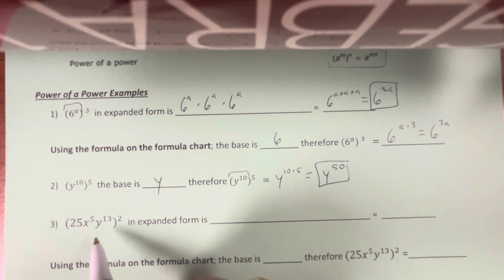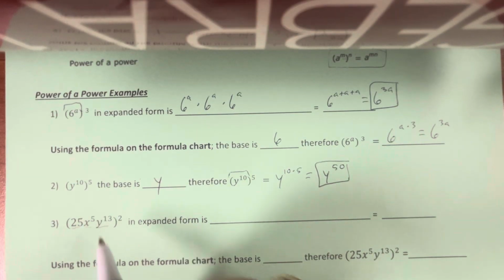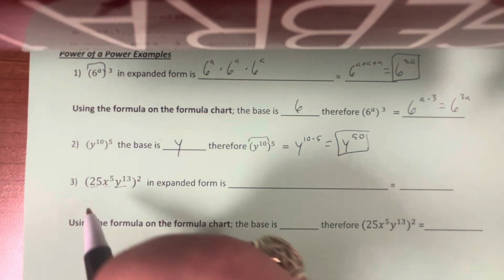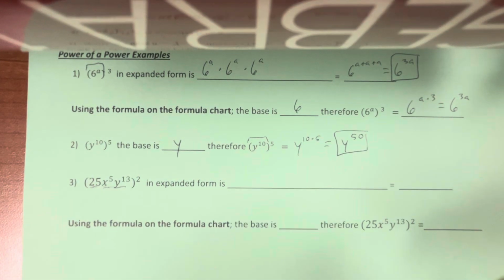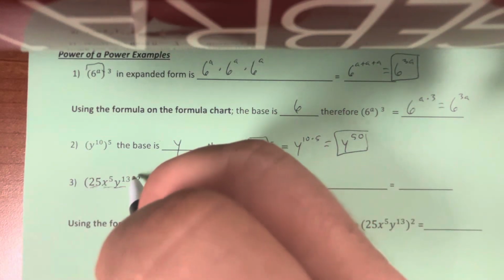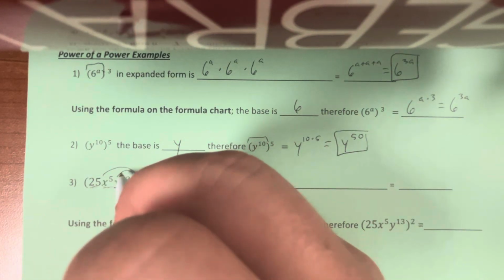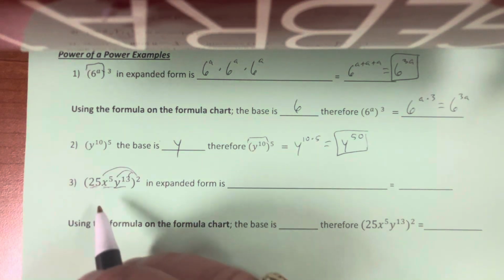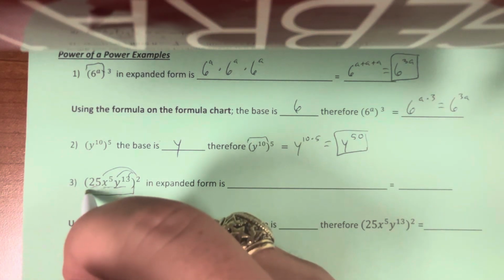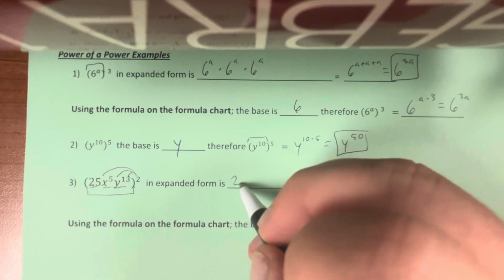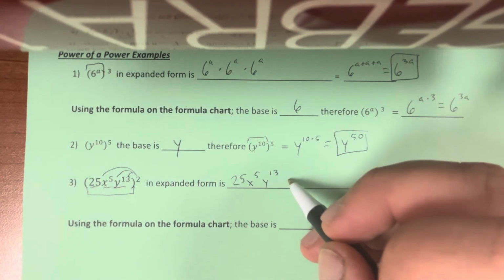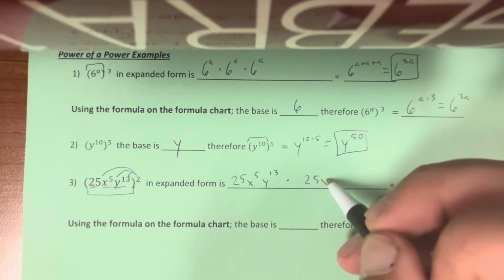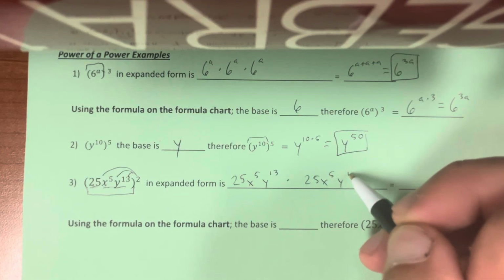And then for this next one, there are multiple different items inside the parentheses, so it's a little bit different. I've got 3 different bases on here: a base of 25, a base of x, and a base of y. For this one, this exponent is going to go to everything, but we're going to write it in expanded form so we can see that. Since there's a 2, we're going to write this parentheses 2 times. So 25, x to the 5th, y to the 13th, and then write it a second time: 25, x to the 5th, y to the 13th.